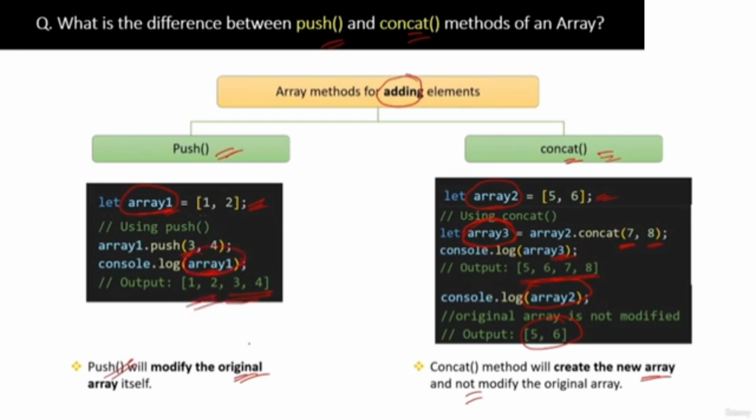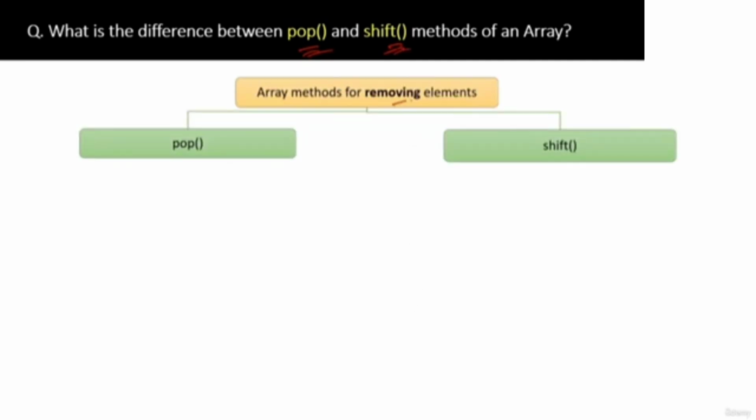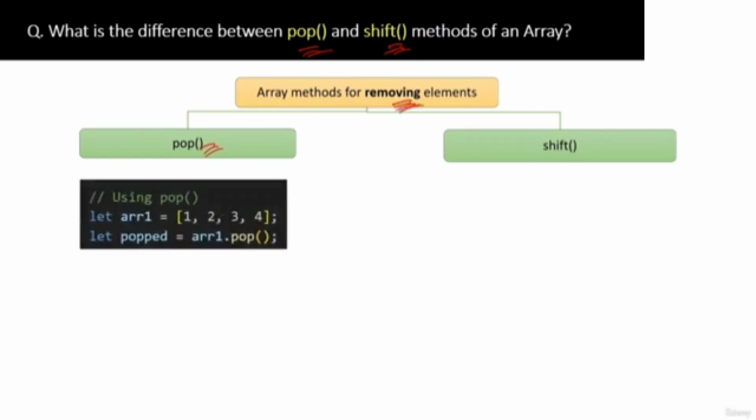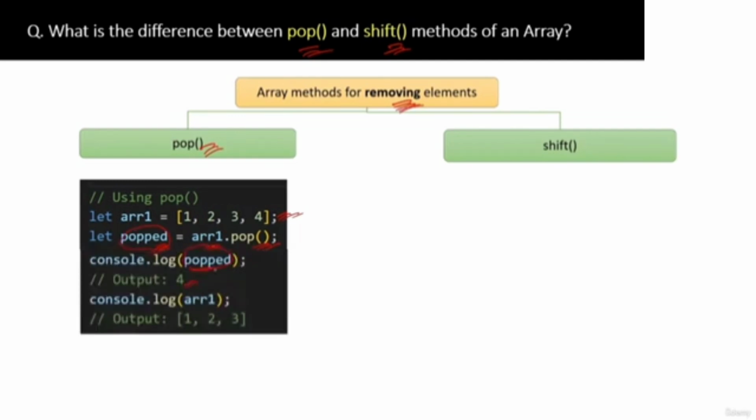That is the difference. What is the difference between the pop and the shift methods of an array? Both these pop and shift methods are used to remove elements from the array. Okay, let's start with pop. For example, here is an array of numbers. Now, if you use the pop method on this array, then the pop method will get the last element of the array as the result. See, and if we log this popped variable, the output will be 4. And now if we print the original array, what will the output be? 1, 2, 3. The point is, the pop method will remove the last element of the array, and that's it.